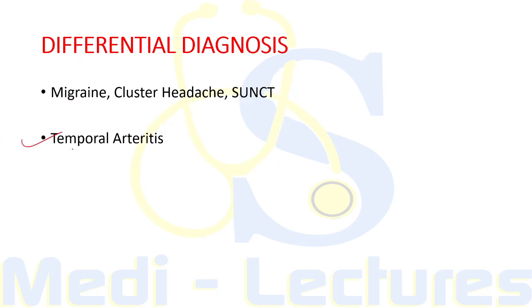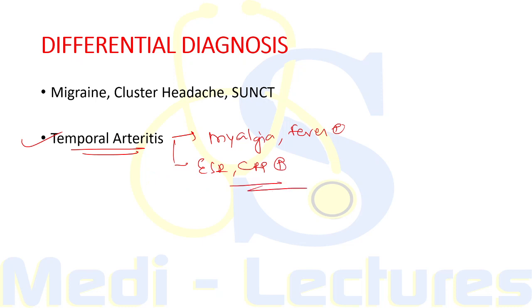Now temporal arteritis, the pain of temporal arteritis is superficial pain just like the pain of trigeminal neuralgia, but this is not typically shock like pain which is typical of trigeminal neuralgia. Also there is presence of myalgias and fever in cases of temporal arteritis, and when we investigate the patient, ESR and CRP is usually positive.